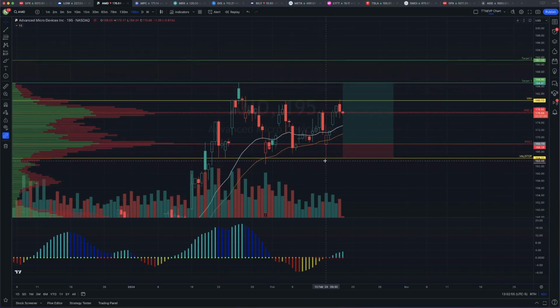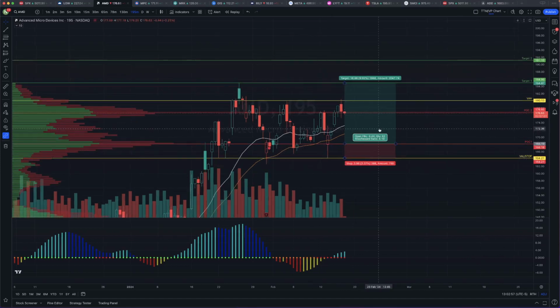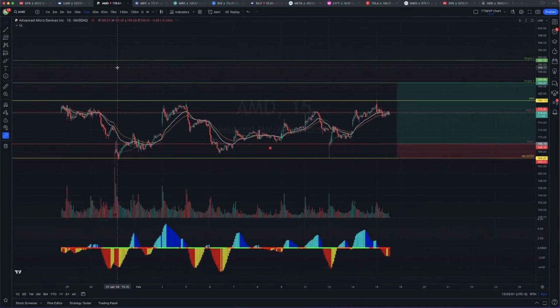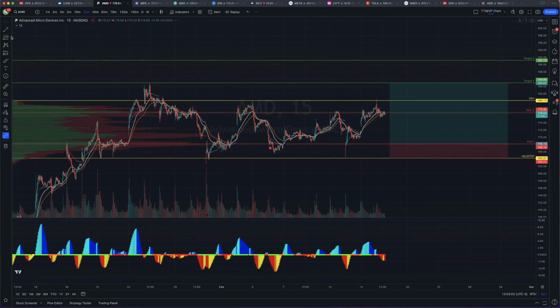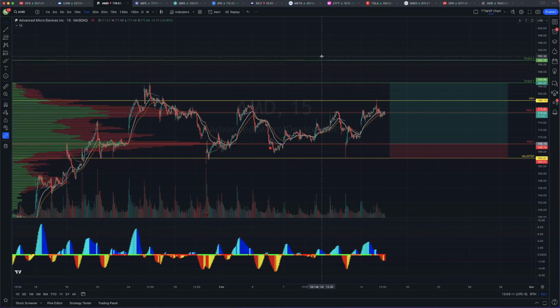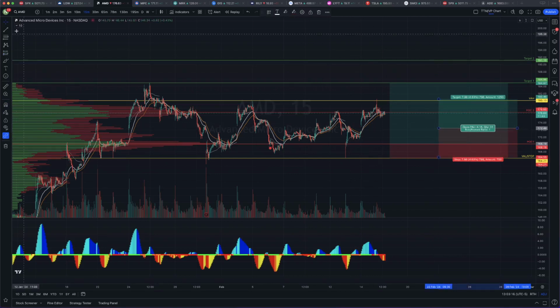Open target and stop tool is amazing. This is just right here in TradingView. I'll show you. This thing's great. For me, it's the fourth one down, and it's just long position and short position, right? And then when you put it on, I'll delete this one first. It just gives you a box, right?